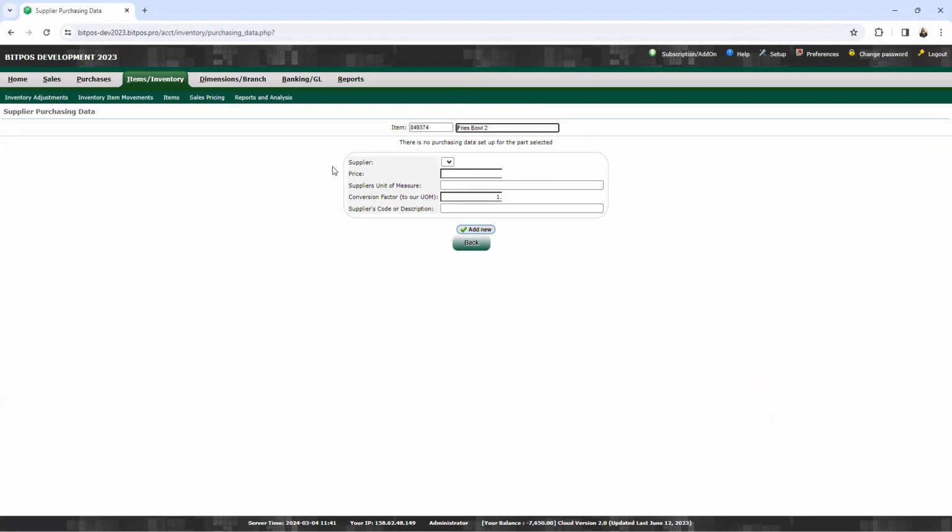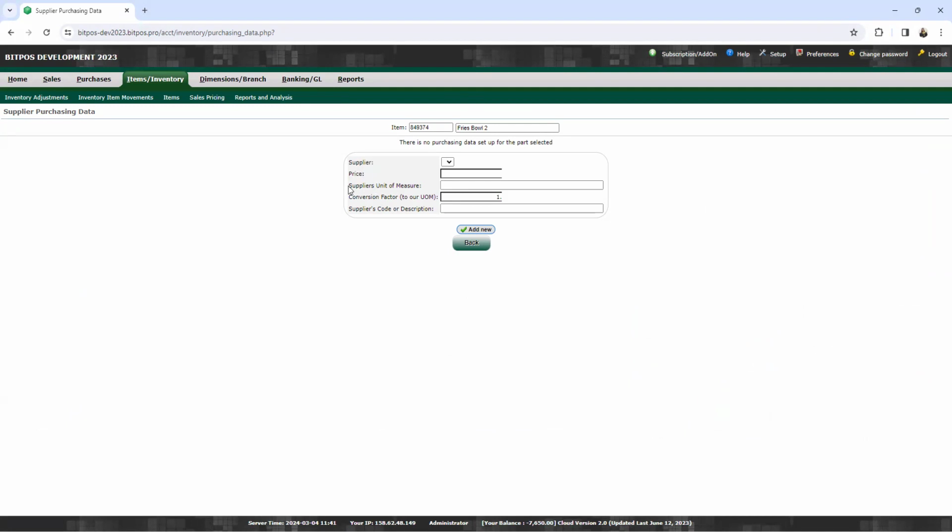So the meaning of the supplier means this is the company or entity from which the goods or services are being procured. Then the price is the negotiated or agreed upon cost of the item being purchased.